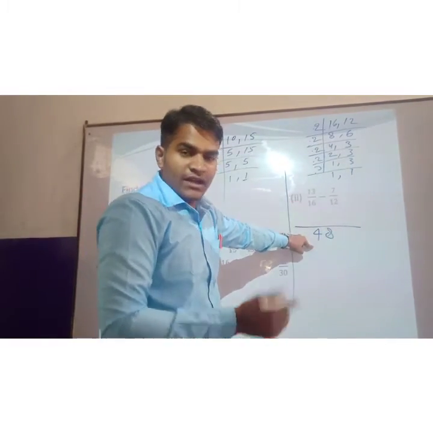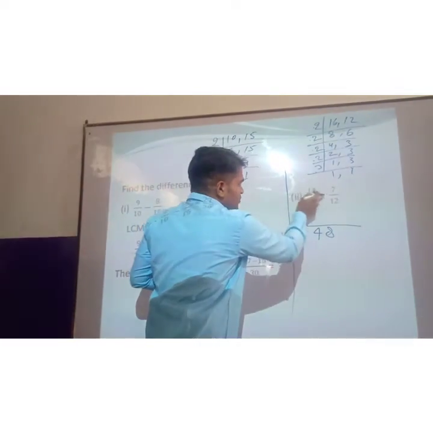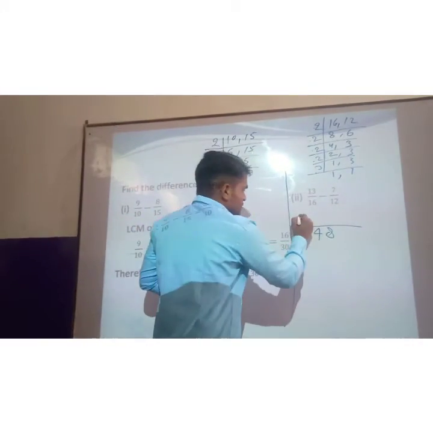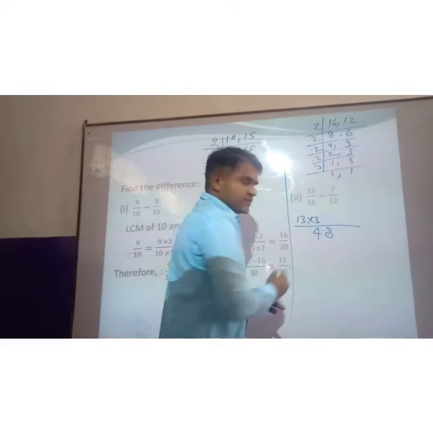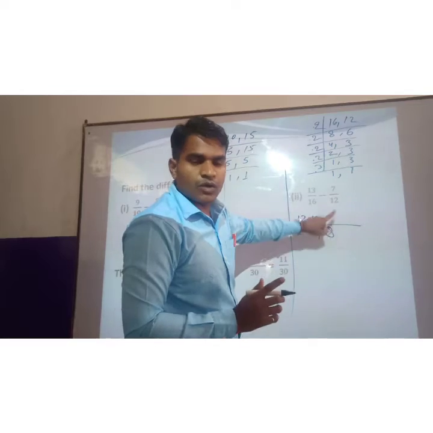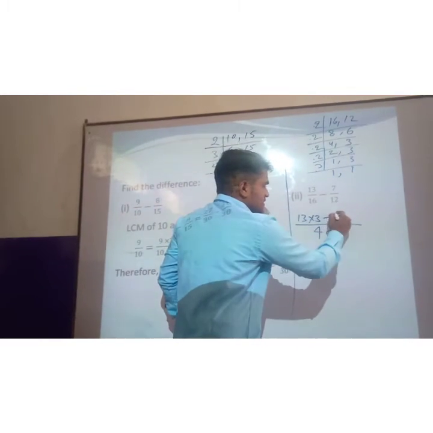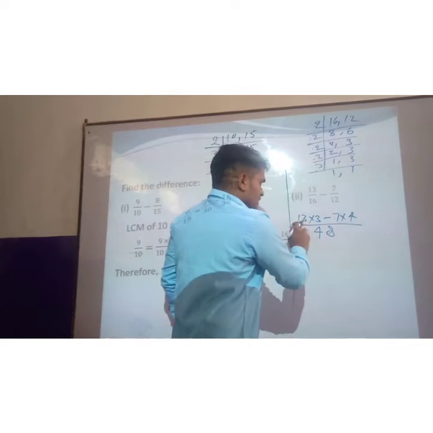16 times 3 is 48. So we get 3 as the quotient. That quotient will be multiplied with the numerator of the fraction, so 13 multiplied by 3. Now 12 divides 48, it gives 4. 12 times 4 is 48. Now minus is there, so minus 7 multiplied by 4.